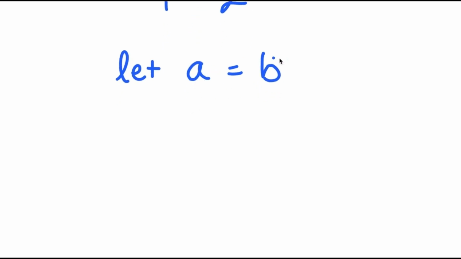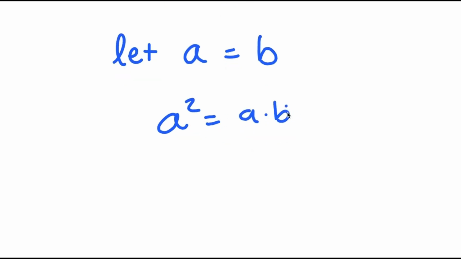So now that if a equals b, I'm going to multiply both sides by a now. So now I get a squared is equal to a times b. But again, a is equal to b, so this is just the same thing as a squared is equal to a squared.